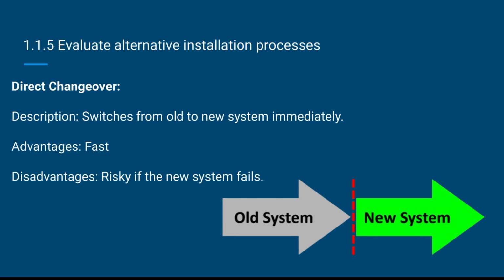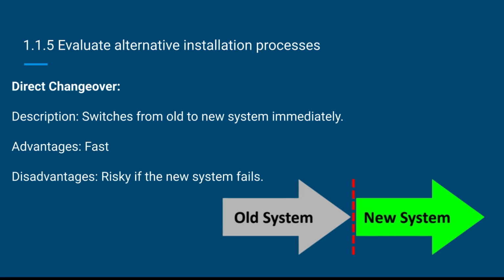Now on to alternative installation processes. So there's four. I'm going to start with direct changeover, which is basically when you switch a system from the old one to the new one immediately. The old system is completely replaced by the new one in a single step.